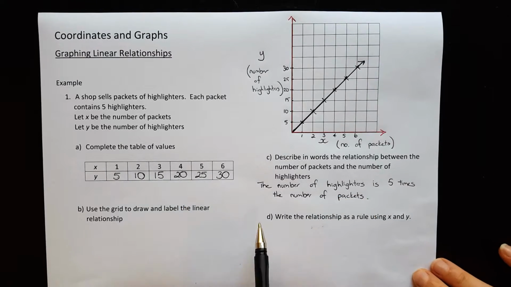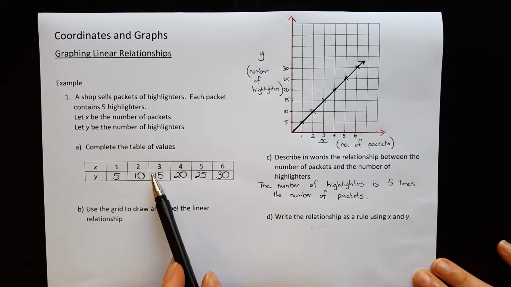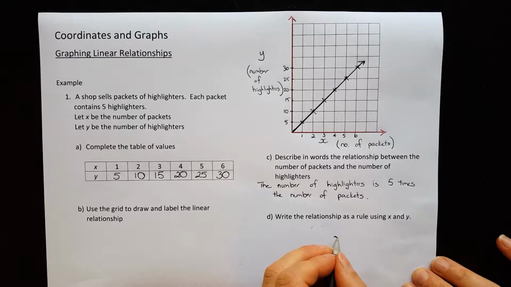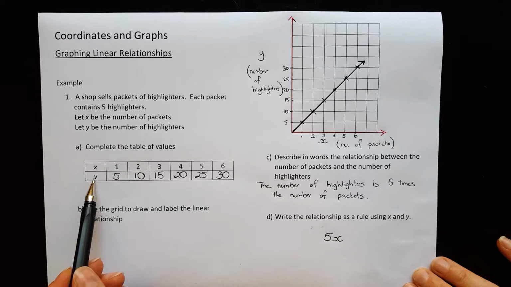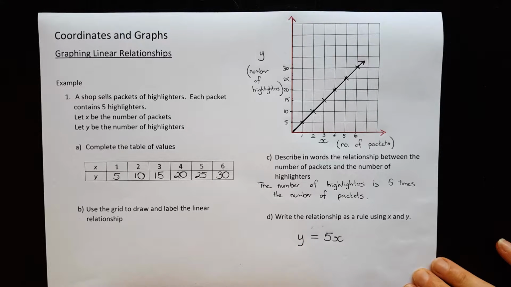Okay. D, write the relationship as a rule using x and y. So if the number of highlighters is 5 times the number of packets, remember that X is the number of packets. If I multiply that by 5, that is equal to the number of highlighters, which we call Y. So that means we could write that as the equation, Y is equal to 5X. Okay, so that's the end of my example today.